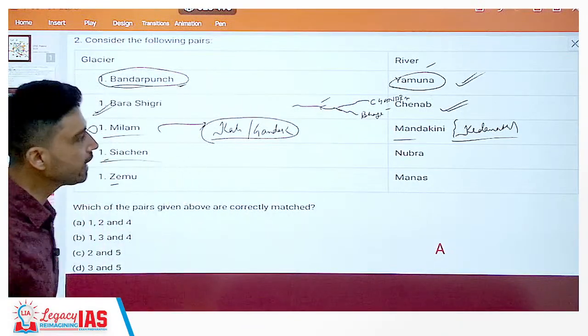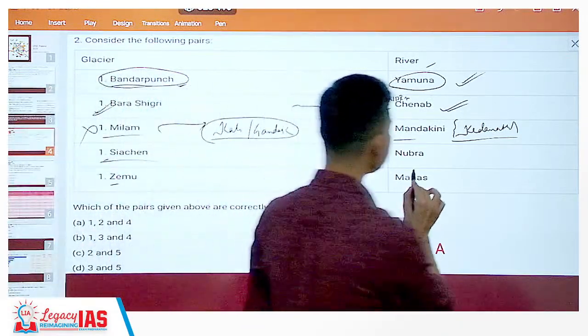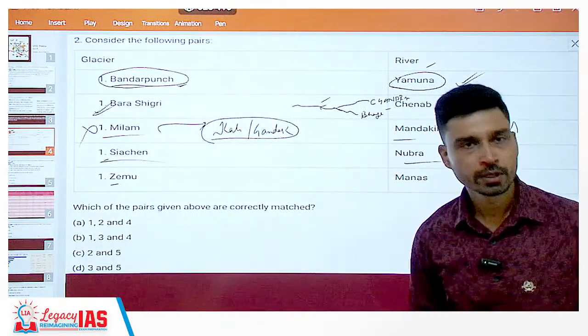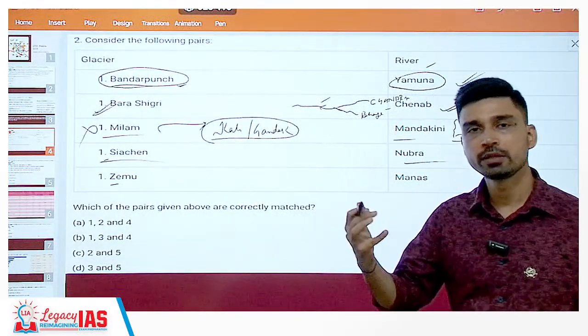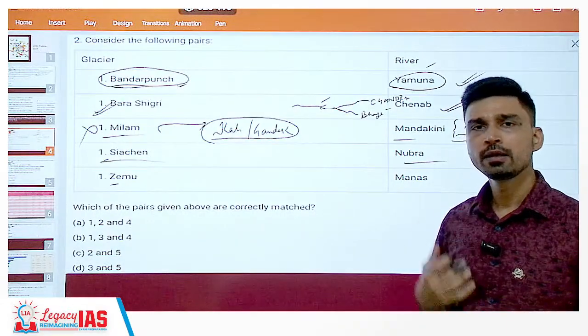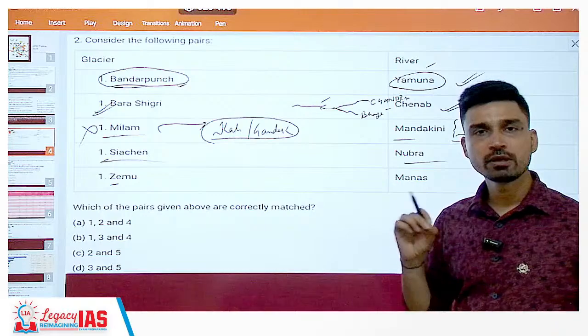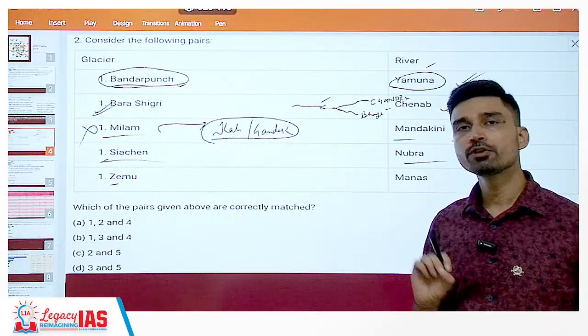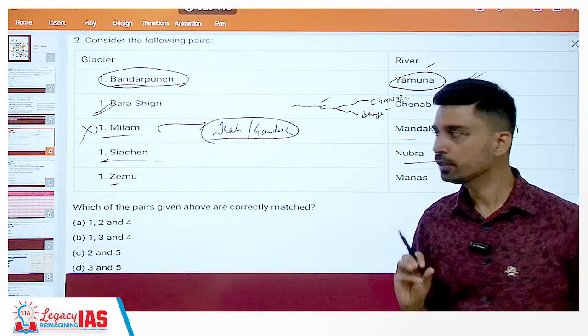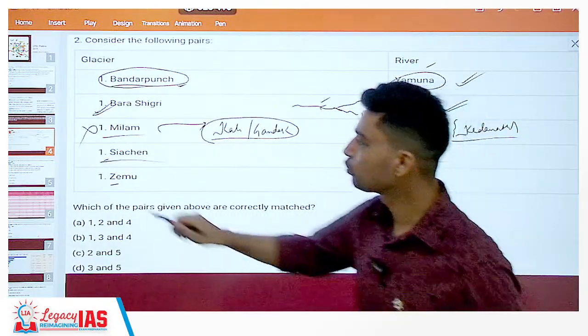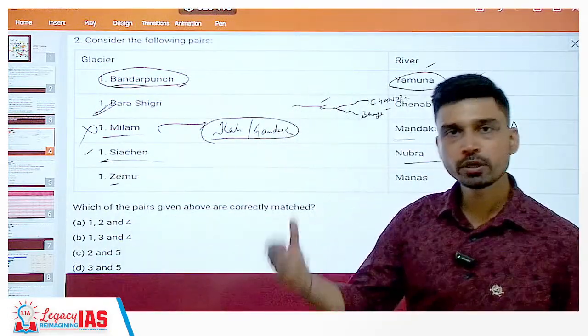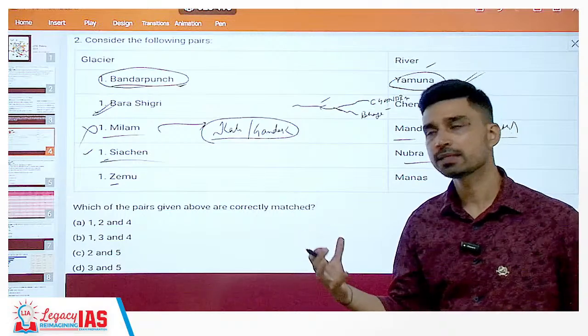Fourth, Siachen Glacier, source of Nubra river. This is correct actually. So, Siachen Glacier is situated in the northernmost part of India. It is part of the Karakoram range, and from there two rivers originate. One is river Nubra and the other is river Shyok. Both originate from the same region. So, Siachen indeed is a source of Nubra river. A similar question has been asked in a later prelims examination also.